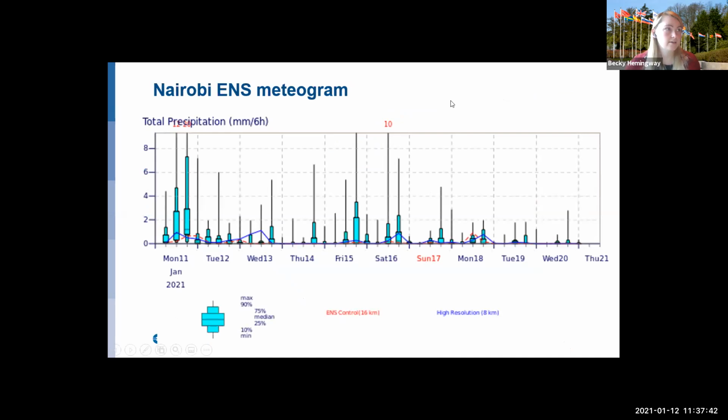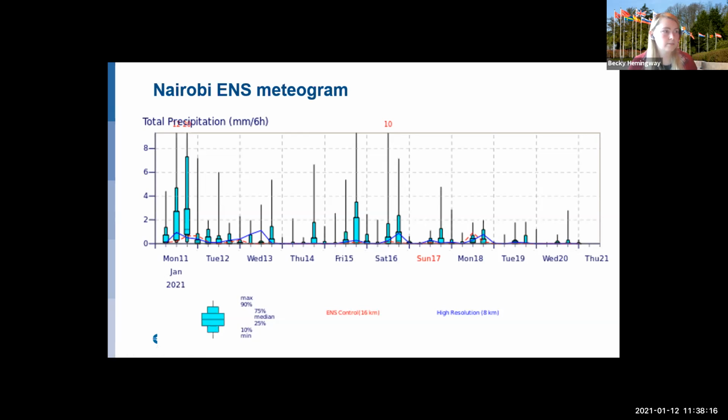So this is a meteogram I got yesterday from Open Charts, and it's for Nairobi. So we can see here we've got total precipitation over 6 hours. We've got an example box plot here. It might look slightly different to the one that we've just been creating, but it has the same elements. Now, the only thing that's slightly different, we've got the median, we've got the upper and lower quartiles. The only thing that's slightly different is the maximum and minimum values are at 10%.